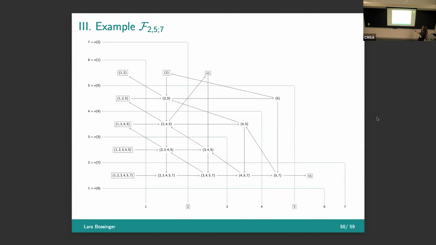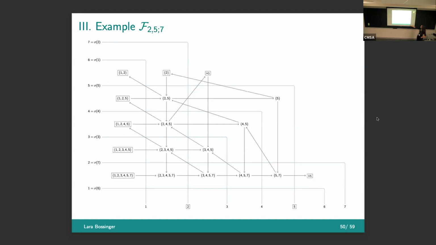And then additionally, I will add vertices for the d_i's I have. So 2 was a d_i, so I add up here a vertex that I call omega 2. And 5 was a d_i, so I add omega 5 here. And then if you ignore these extra vertices, there's 3 types of arrows you can observe in this graph.